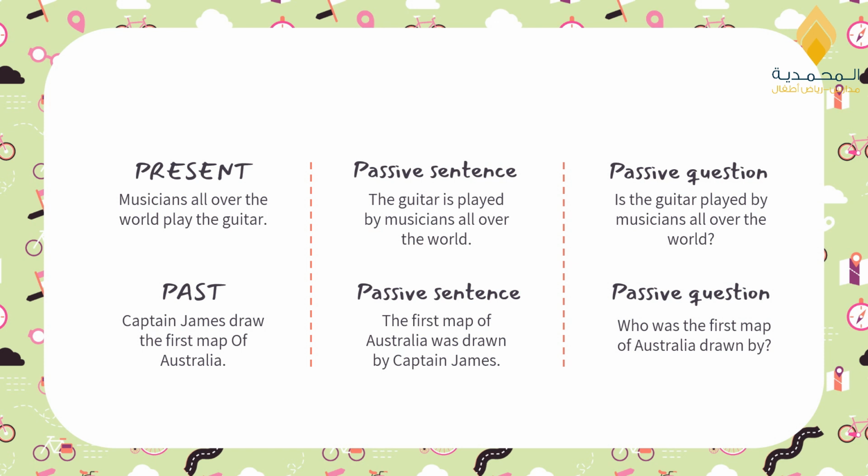To change this passive sentence into a passive question, I am going to form a WH question this time. So I'm going to use who to ask about a person. So who was the first map of Australia drawn by? I am using was or were, followed by the object, verb 3, and the complement of the sentence.